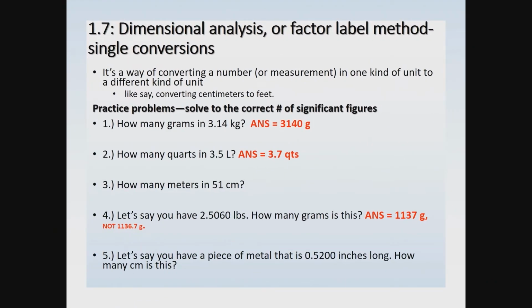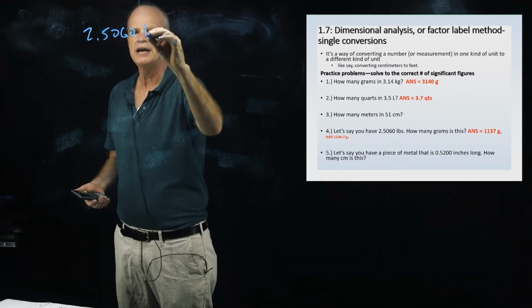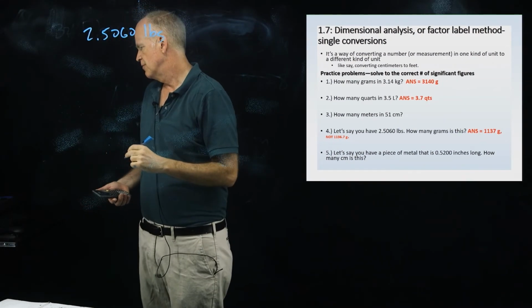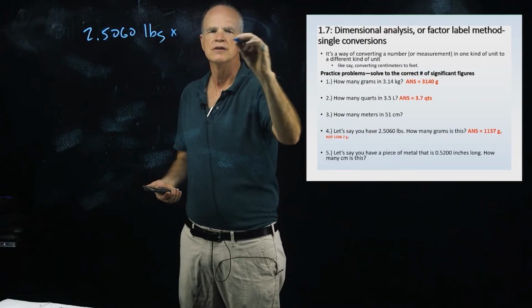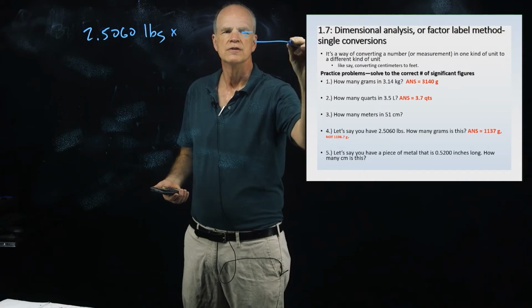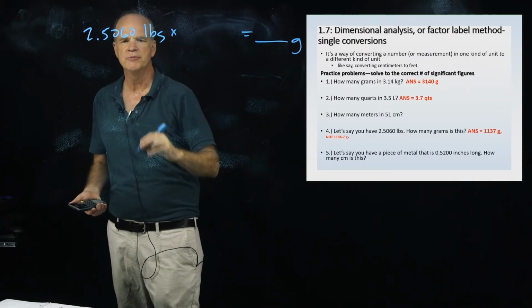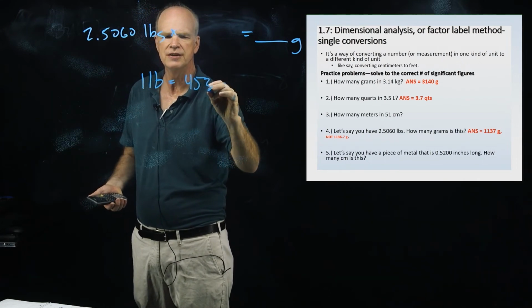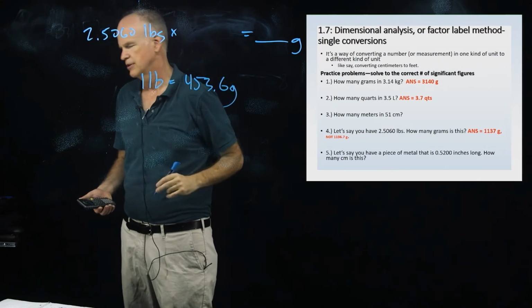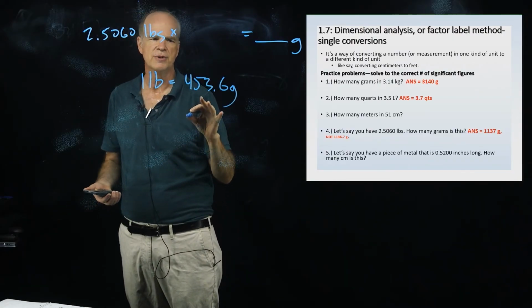So the next problem is we're going to convert 2.5060 pounds into grams. You have to remember the conversion between pounds and grams. So 1 pound is equal to 453.6 grams. I'm not going to write out the fractions. Hopefully you can do that in your mind.